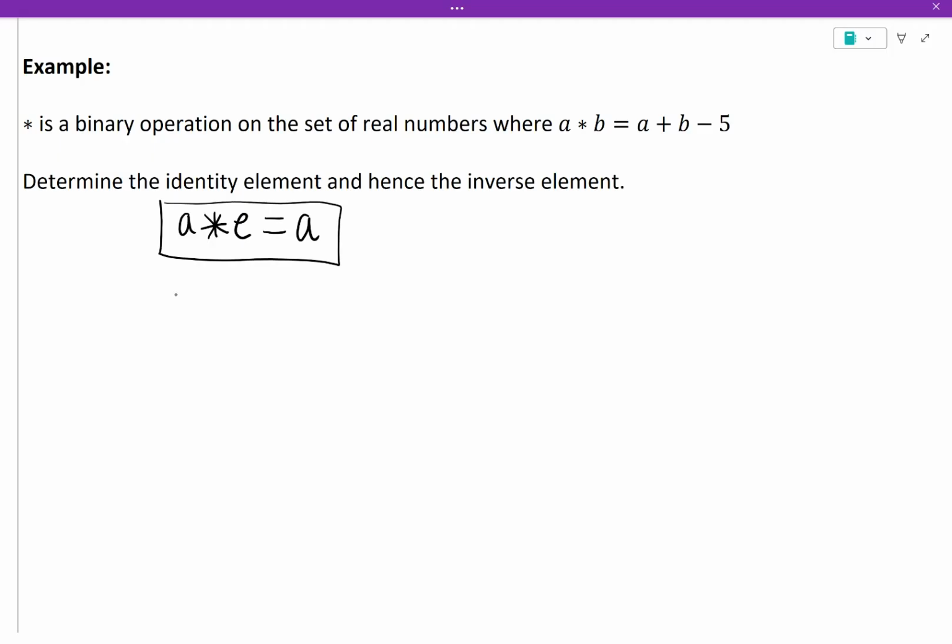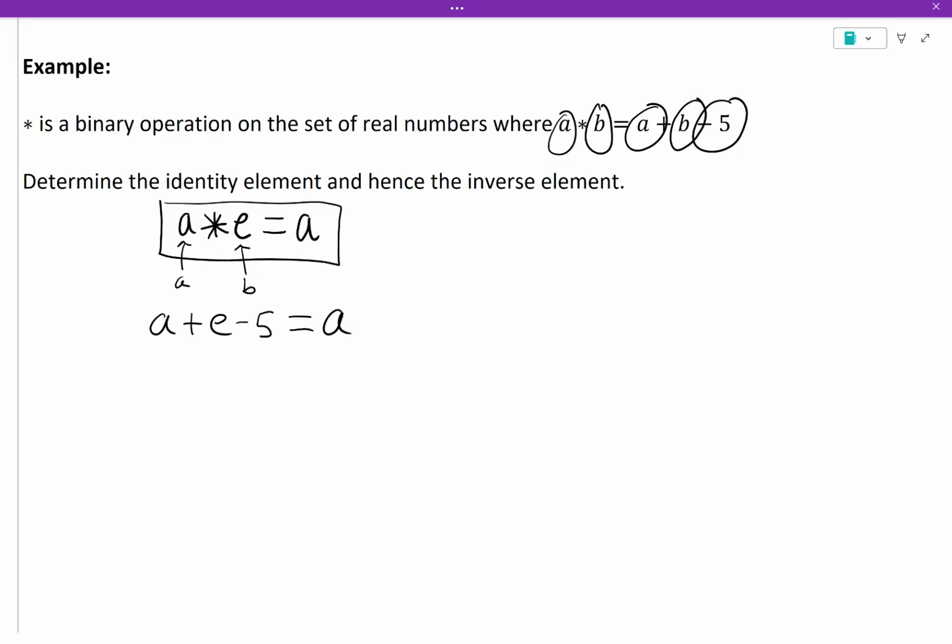Okay, so what I'm going to do is write A, and now substitute A in for A in my binary operation. And I'm going to substitute the E in for B in my binary operation because it's my right element. So if I substitute for this A first, I'm going to get A, and then we're going to replace the B with an E, so plus E, and then we've got our subtract 5. So subtract 5 is equal to A.